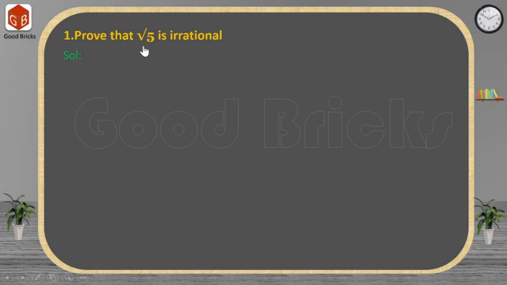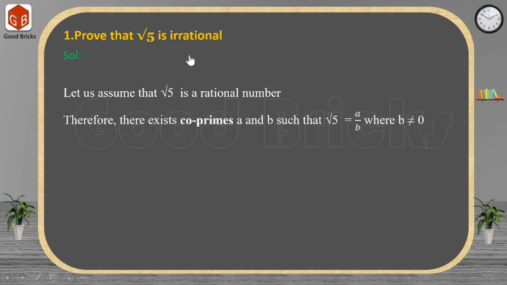Right, let us now prove this root 5 is an irrational number. Now to prove that, we have a method called contradiction method. As per that method, first we are going to assume this root 5 as a rational number. But what we have to prove? We need to prove it is an irrational number. So after assumption, this root 5 is a rational number.